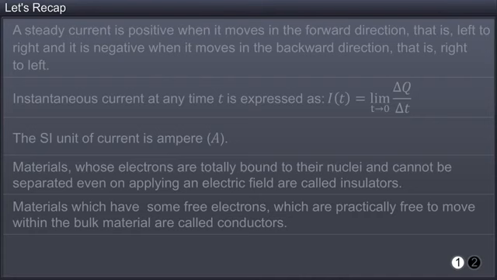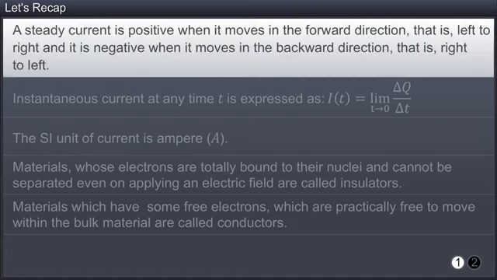You have now reached the end of this module. In this module, you learnt that a steady current is positive when it moves in the forward direction, that is, from left to right, and it is negative when it moves in the backward direction, that is, from right to left.